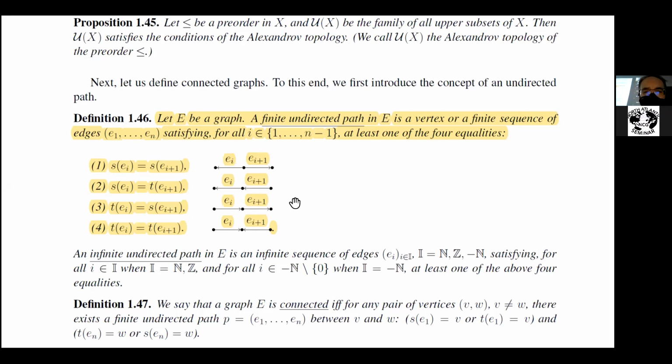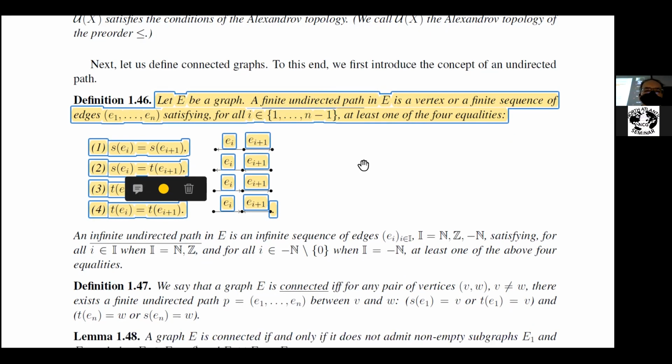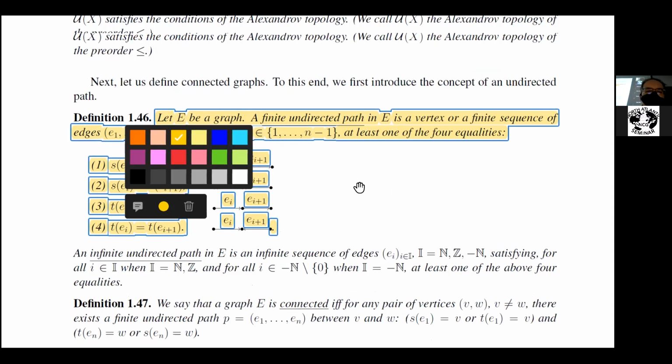And in order to make this analysis, I need to recall some basic notions from the previous semesters. Namely, I need to define a connected graph. And to this end, first, I need to define a finite undirected path.